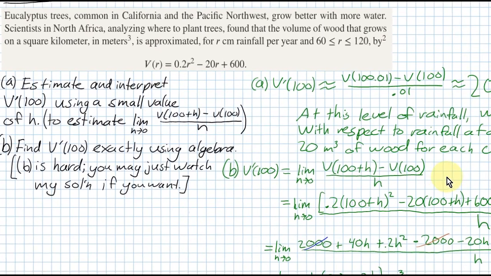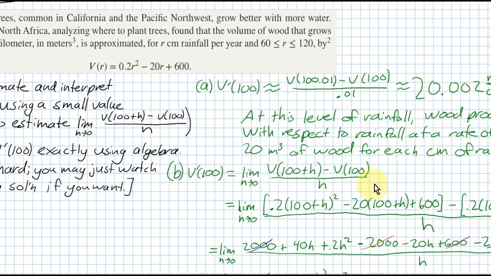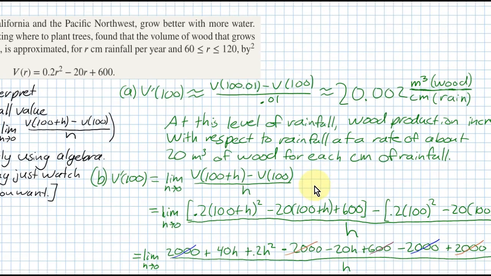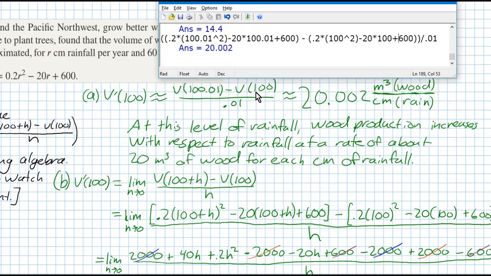So for A, I just used h equals 0.01, and I did it in one step with a calculator. I'll show you how. I just took the formula for the meters cubed of wood and plugged in 100.01 for R, and then subtract what you get when you plug in 100 for R, and divide by 0.01. Here's my calculator software. This looks basically the way it does on a TI-84 or TI-83 or whatever.